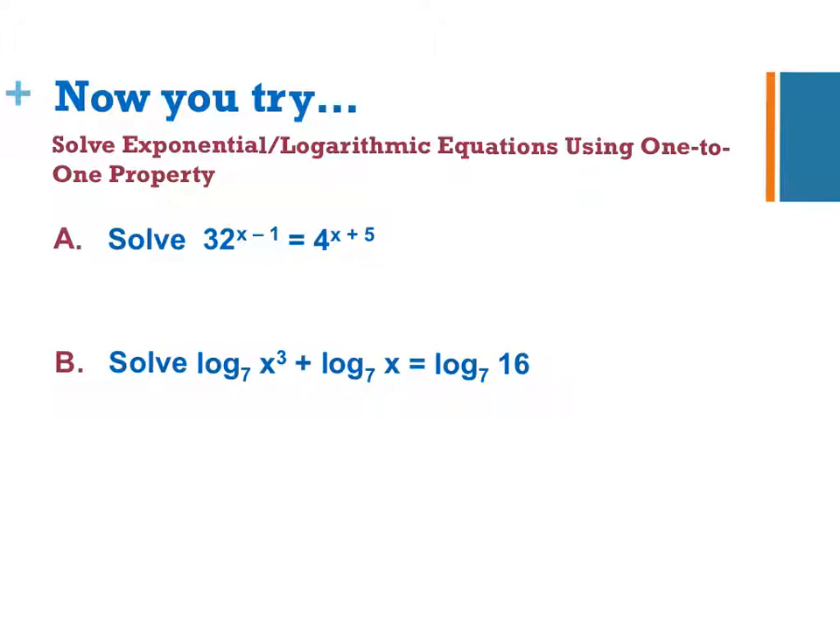Now I want you guys to try some problems on your desk. Use your marker and rag near you and see if you can work out both of these problems. I'll give you a hint. In part A, you may need to change the base before you use one-to-one properties. In part B, you may want to look at using properties of exponents before, again, you use the one-to-one properties and set the two insides equal to each other. Good luck.